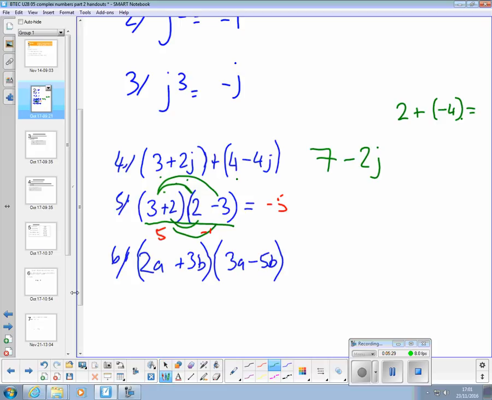what do we end up with? 3 times 2 is 6. 3 times minus 3 is minus 9. 2 times 2 is plus 4. 2 times minus 3 is minus 6. It equals the same.